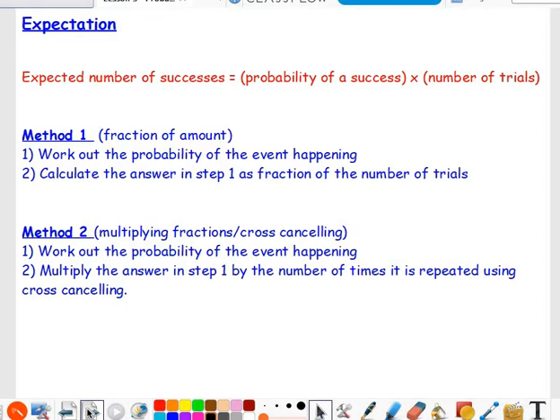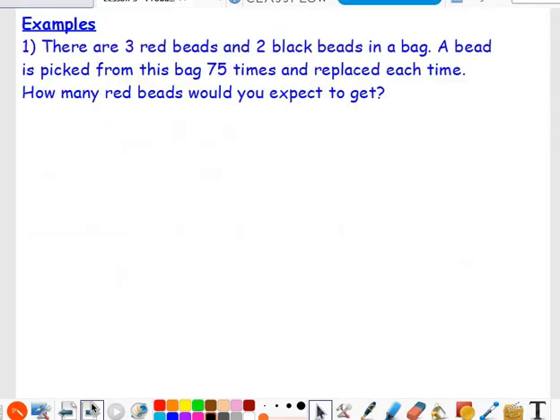Method two, multiplying fractions using our cross-cancelling. Again, we work out the probability of the event happening, and then we multiply the answer in step one by the number of times it's repeated using cross-cancelling. So we put the amount over one and then cross-cancel. So if we look at some examples then.